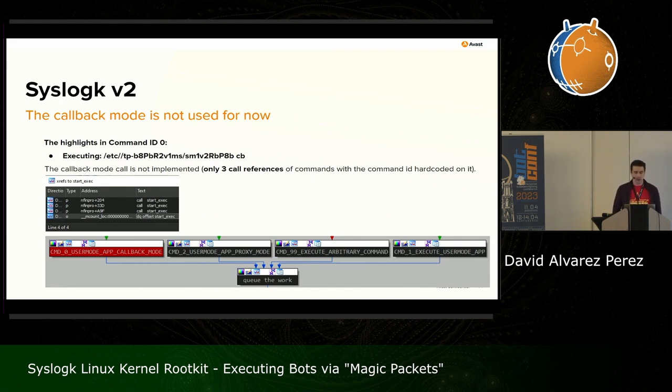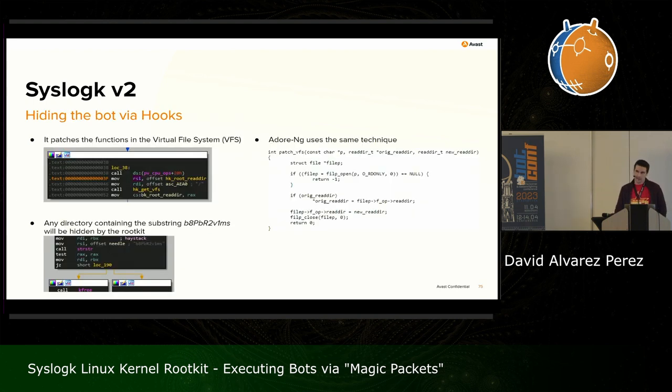You can see that the callback mode is not enabled in the rootkit because it doesn't work. You can see that there are cross references to the start exec function, but only with the other command IDs hard-coded as a constant in the SE register of the processor. If you run the callback mode in the bot manually, it consumes a lot of resources and it is not working. But the logic can be understood.